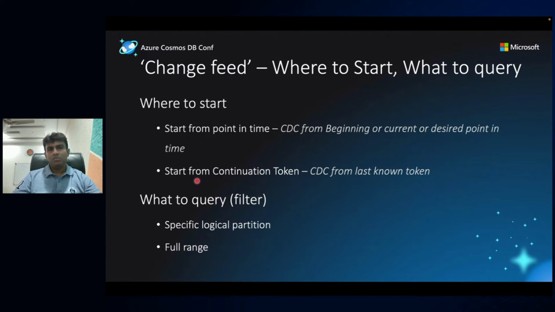The other way to decide where to start is using the continuation token. The continuation token is a kind of bookmark provided by the change feed, which could be persisted and used to resume the change feed at some later point in time. So that's another way you could query the change feed. And with respect to what to query as part of the change feed, you could specify which logical partition you want to query, which acts as a filter to your change feed query. Or if you want to query the full changes happening on the container, that is also possible.